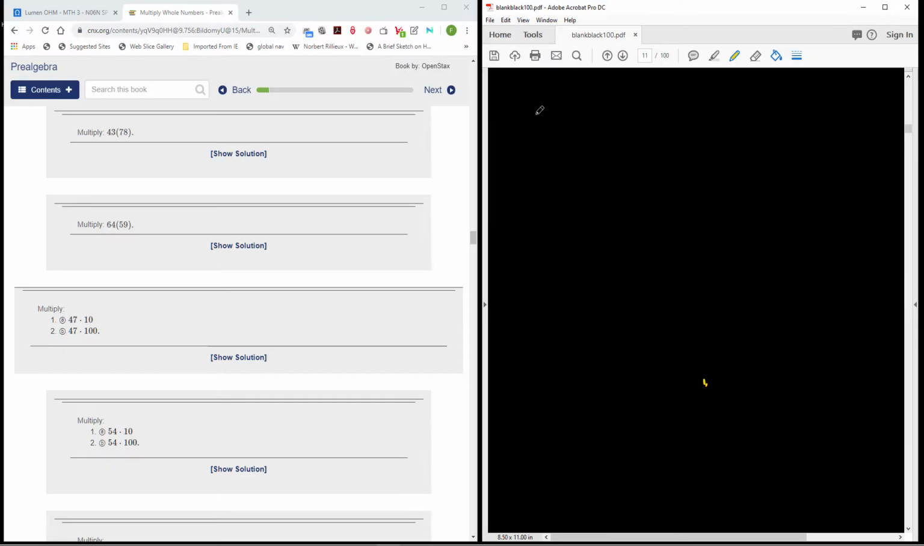So next one here, multiplying by tens. So I have here 47 times 10. So I can look at it like this too. 47 times 10. Put my 0 there and say 47, 470.